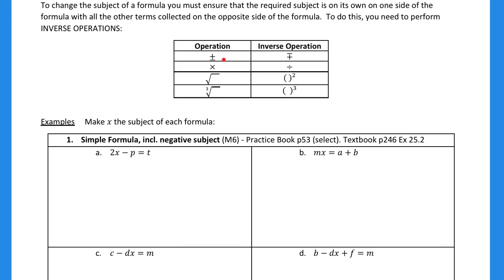So if you have plus or minus, the opposite of plus minus is minus plus. If you have times, the opposite of times is divide. If you have the square root, the opposite of square root is squaring. If you cube root, the opposite of cube root is cubing. And these work both ways. So the opposite of minus plus is plus minus, opposite of divide is times, opposite of squaring is square root, opposite of cubing is cube root, and so on. And there's lots of other opposite pairs or inverse pairs as well. So we're going to go on now and look at a few examples.